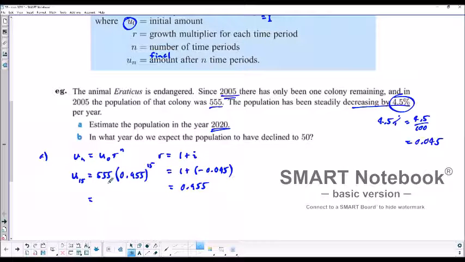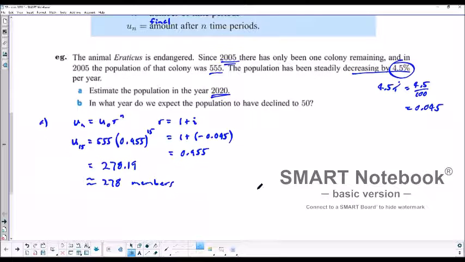So that's 278.19, approximately equal to 278 members of that population. Okay, that's fairly straightforward.